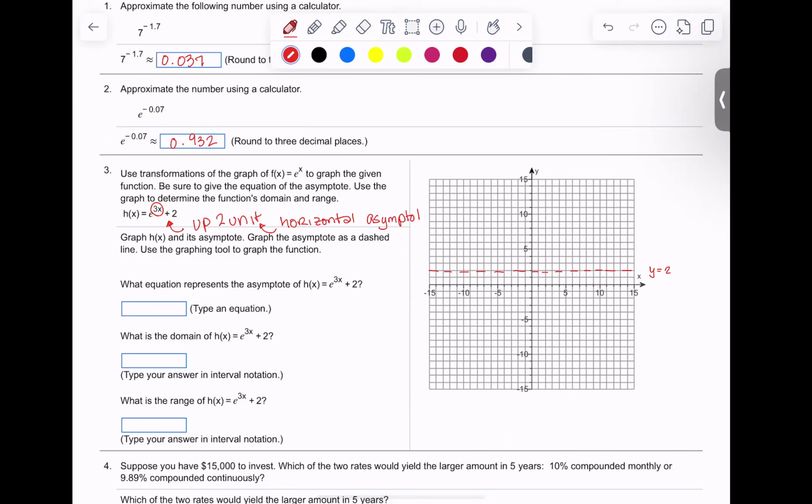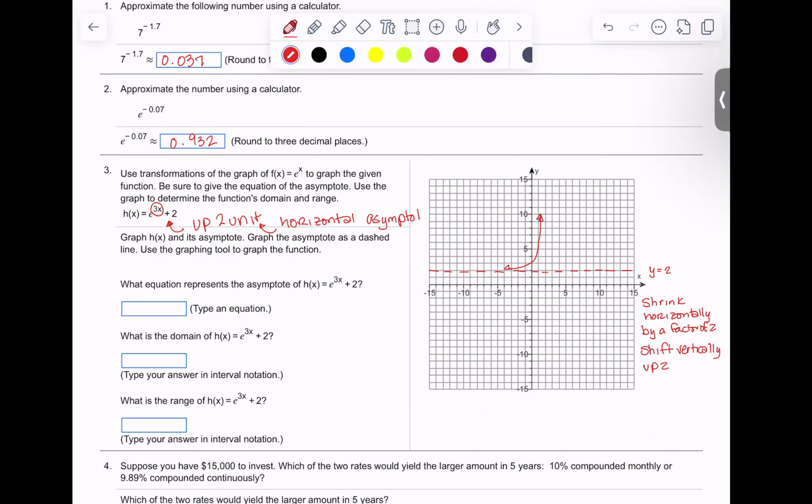And then I'm going to graph this thing by shrinking it horizontally by a factor of 3, and I'm going to shift it vertically up 2. Okay, so it looks something, I don't know, something like this. It kind of looks like that.